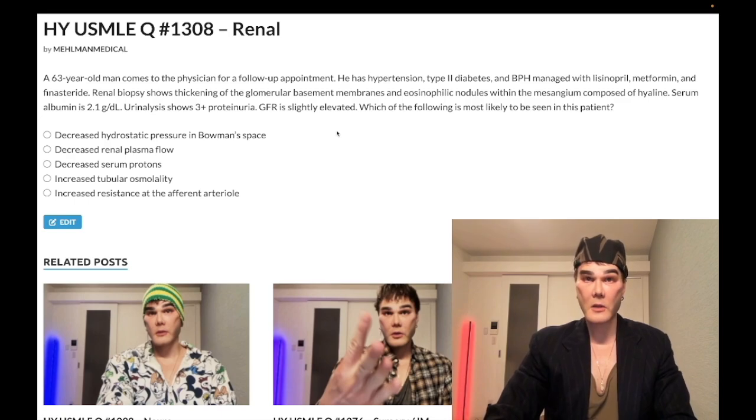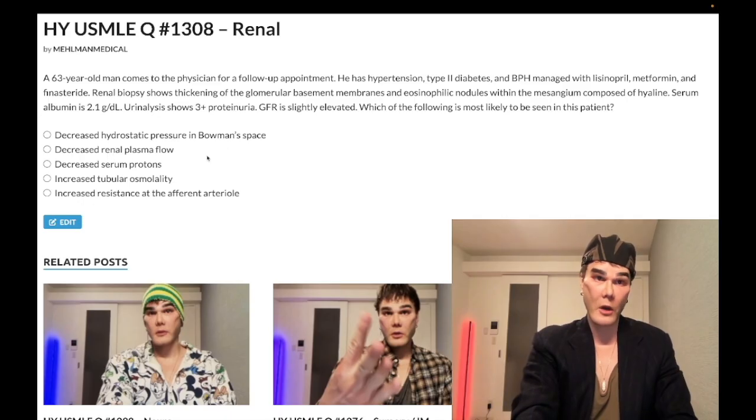Second reason is the patient is on metformin, so you could also guess the idea that he could have lactic acidosis in the setting of renal insufficiency. He should be off the metformin, so you'd have increased serum protons in this patient. Choice C, wrong answer.